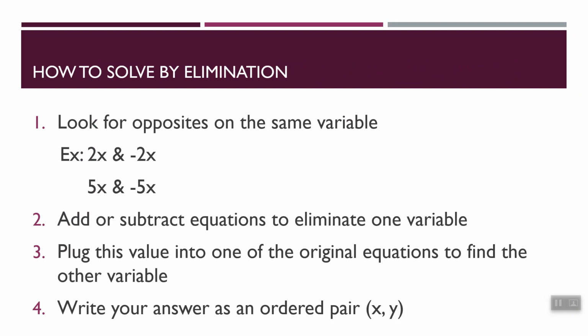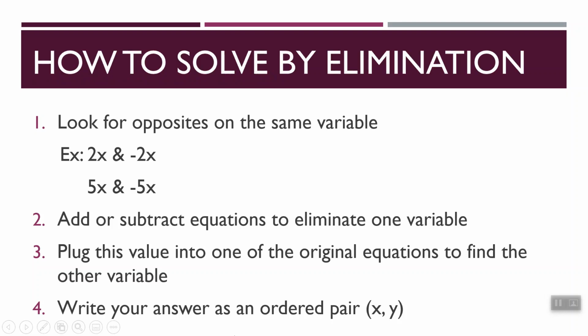So this is how you solve systems of equations using elimination. The first thing we're going to do is look for opposites on the same variable. So here are some examples of opposites. We might see one equation that has a 2x and the other one has a negative 2x. We might see an equation that has 5x while another equation has negative 5x. And it doesn't always have to happen on the x variable. It could happen on the y variable. For example, you could see negative 6y on one equation and in the other equation could be a positive 6y.